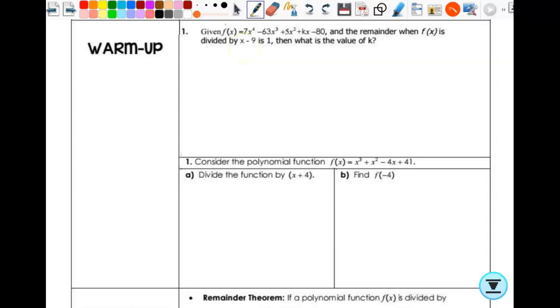So one thing that differs here from yesterday is that we have a k value in there. And we could use long division here, but I would say that synthetic division would be better, right? And I highly encourage you, when you're able to make that decision, if you know how to do synthetic division, which you should, that you use synthetic division.